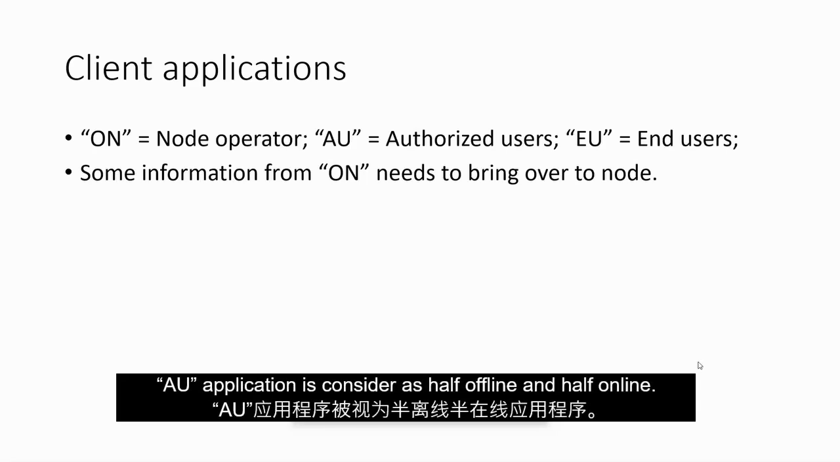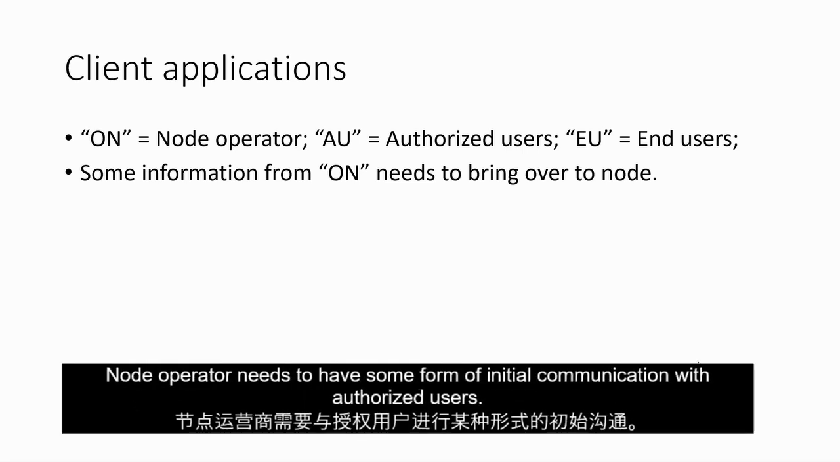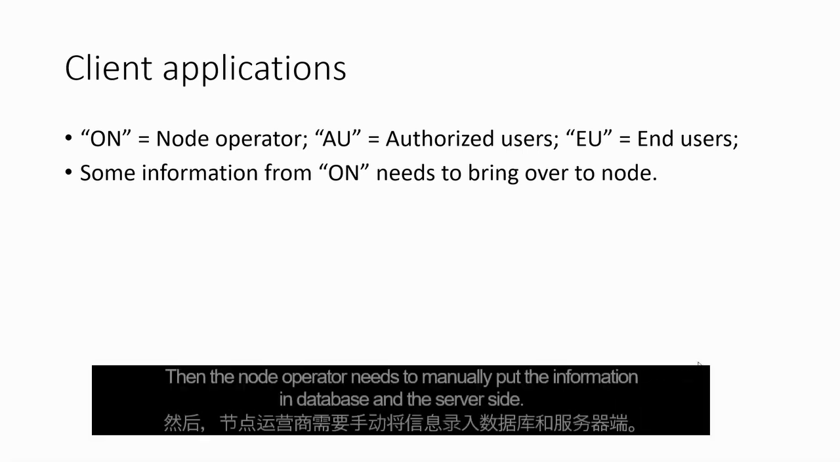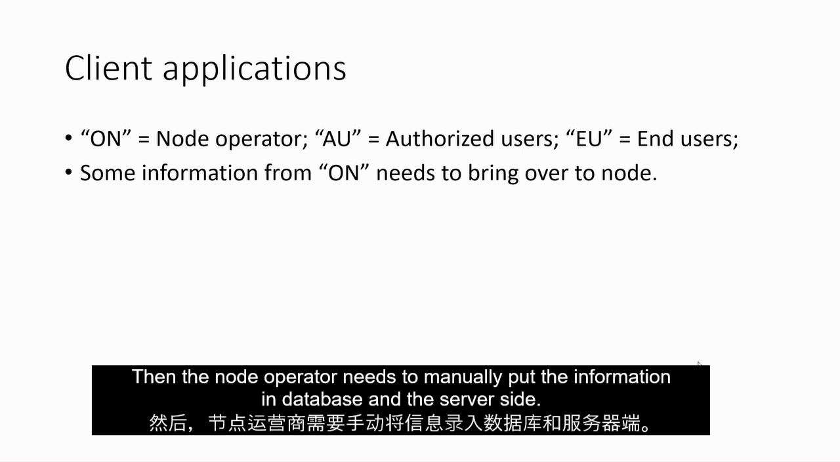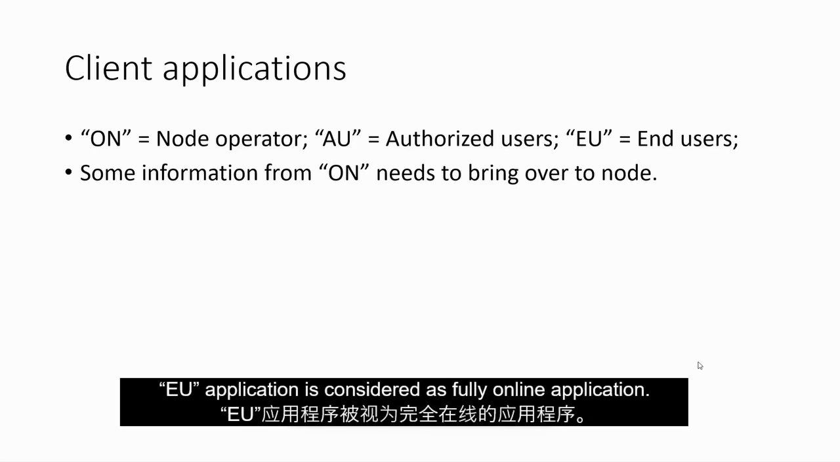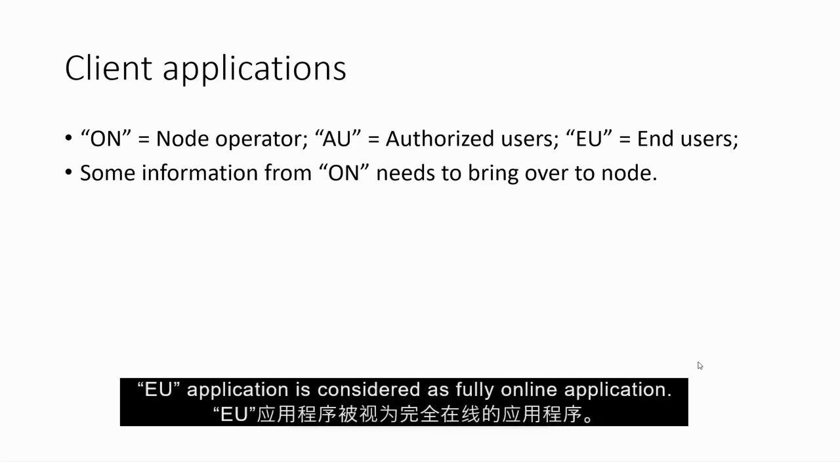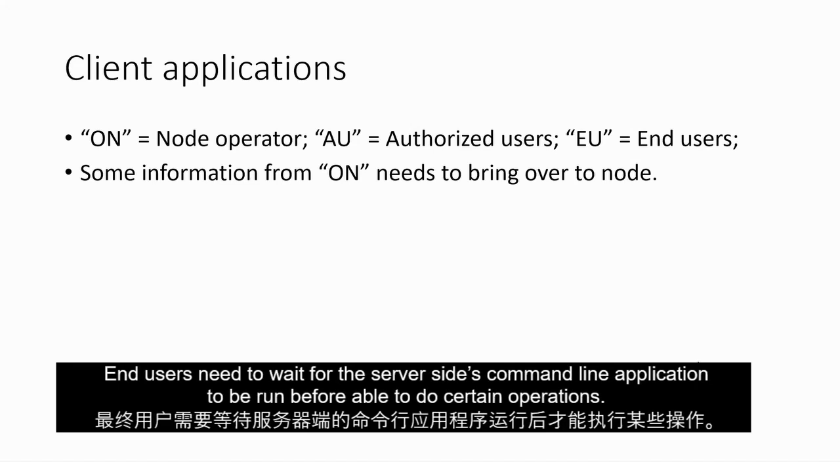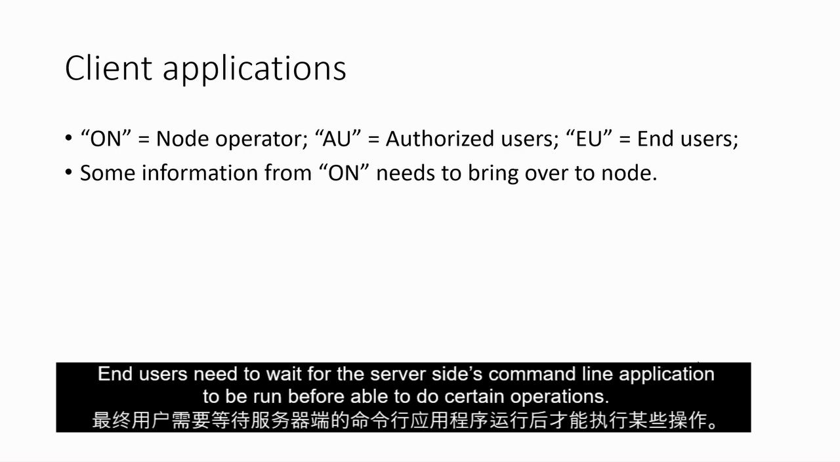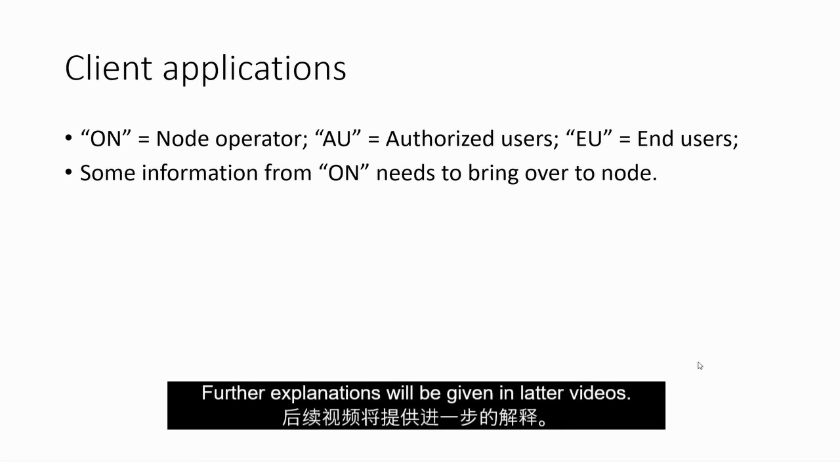The AU application is considered half offline and half online. The operator needs to have some form of initial communication with authorized users. Then the node operator needs to manually put the information in the database on the server side. The EU application is considered a fully online application. End users need to wait for the server side's command line application to be run before being able to do certain operations. Further explanations will be given in later videos.